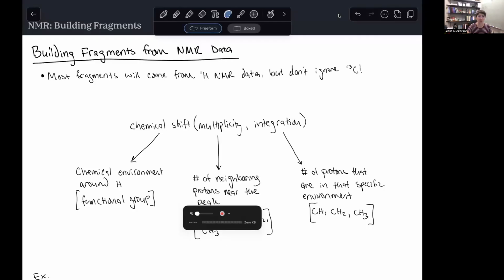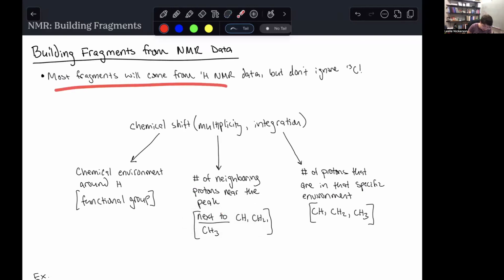Hi, everybody. We're going to talk about how to build or draw fragments from NMR data. And this is really the accumulation of all of the past videos that we've been going through, talking about equivalent proton and carbon environments, the chemical shift, the integration, the multiplicity, all of that coming up to how do we find structures from NMR when we're given them.